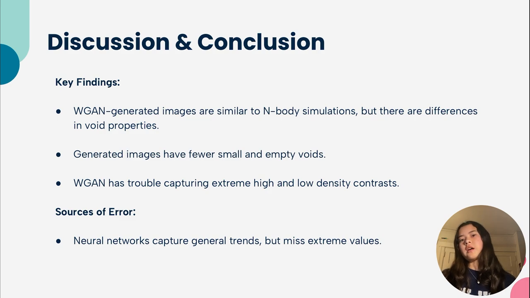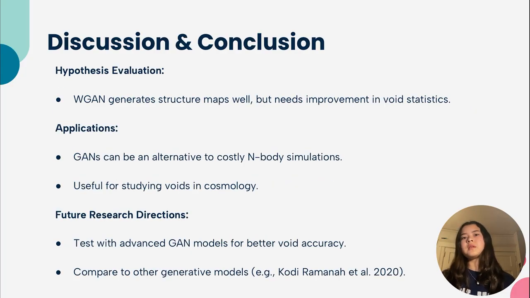So the sources of error for this study was that neural networks capture general trends but can miss extreme values, which can skew the results. So for the hypothesis evaluation, WGAN generates structure maps well, but it needs improvement in void statistics.